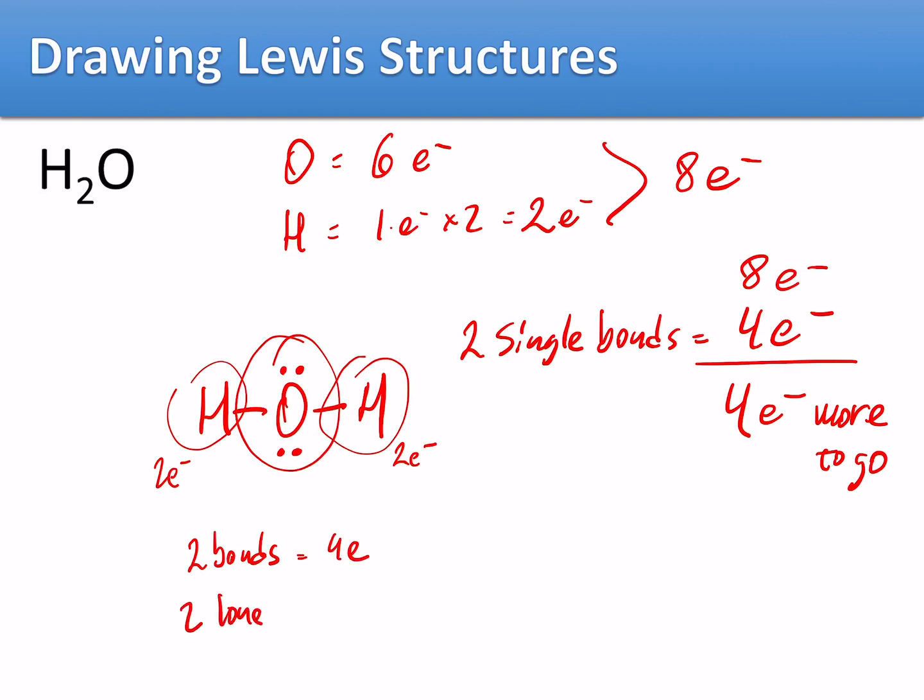And 2 lone pairs. So that's 8 electrons. Oxygen is completing 8 electrons, and that is the Lewis structure for water.